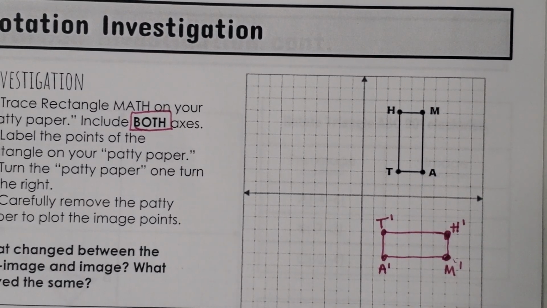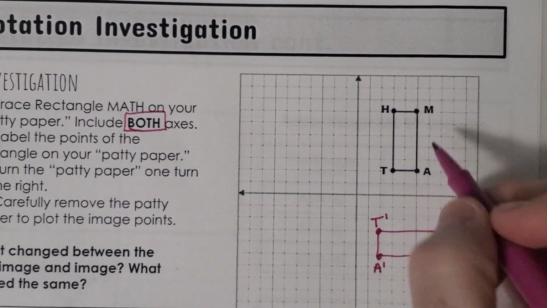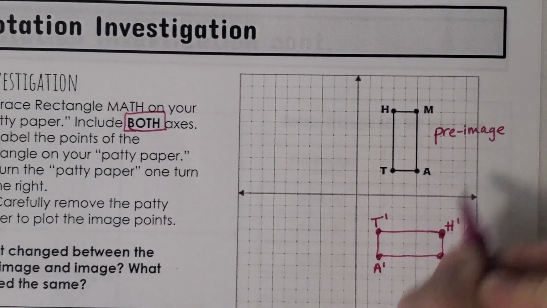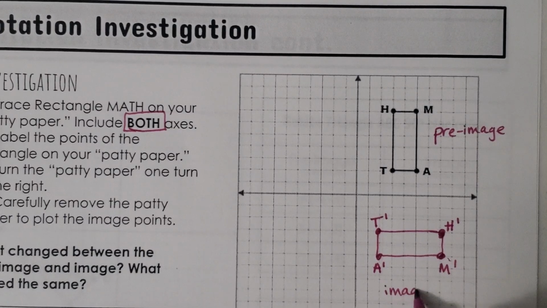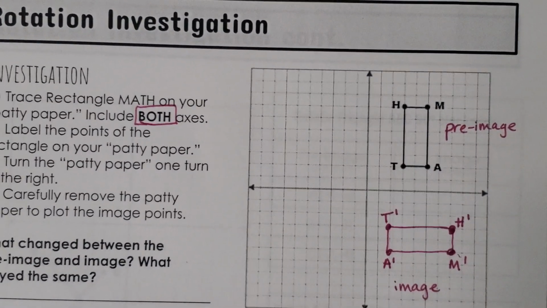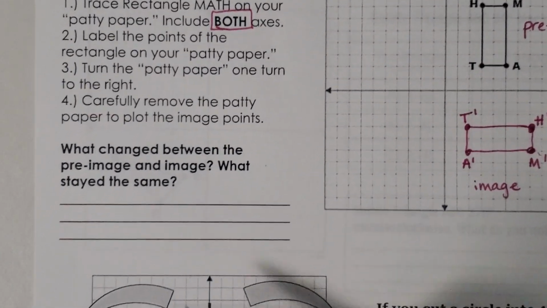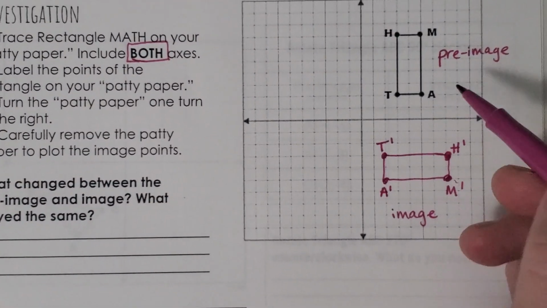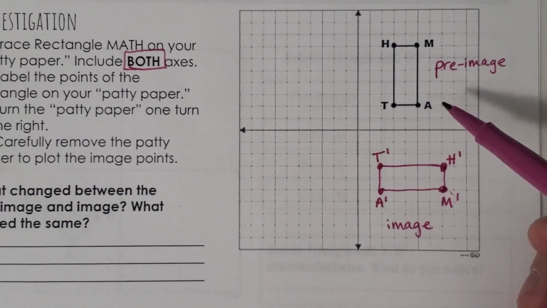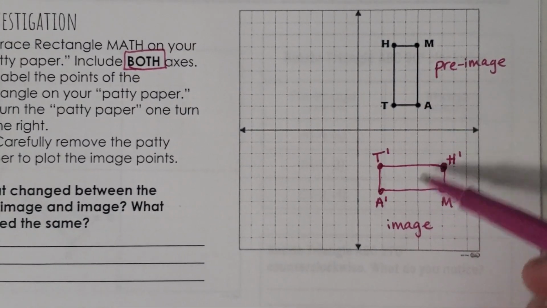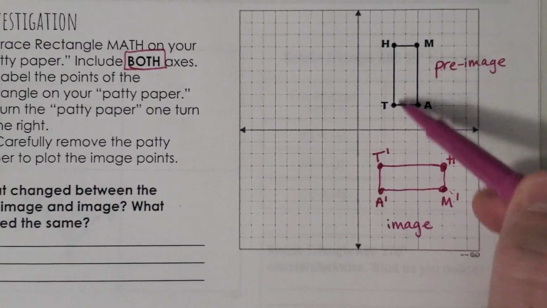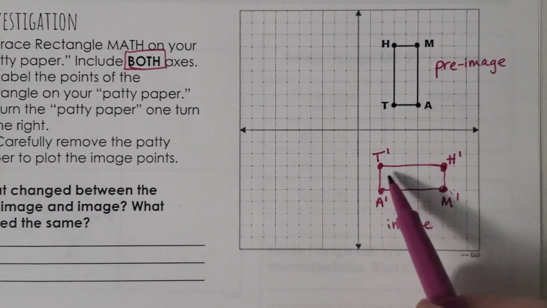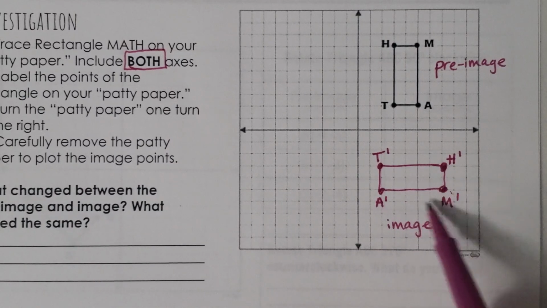So by labeling those with those little primes, that tells me that this was my pre-image. This is the image that I started with. And then this was my image or my ending picture. So the question over on the left says, what changed between the pre-image and the image? So looking at this, we can easily say that the orientation was changed because this rectangle was sitting upright, and then when I turned it or rotated it, it fell over on its side.